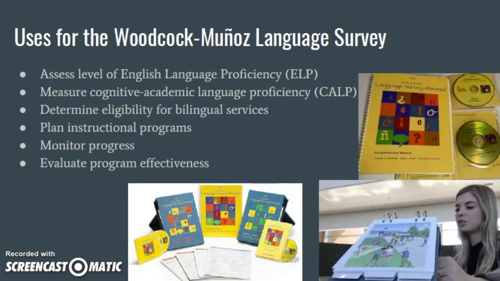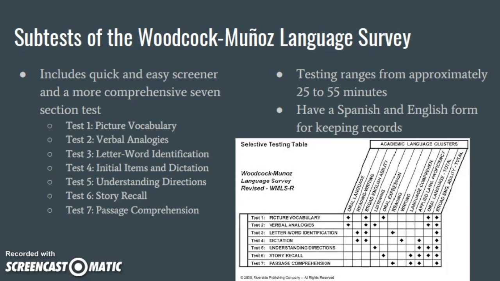The uses for the Woodcock-Munoz language survey vary. It assesses level of English language proficiency. It helps measure cognitive academic language proficiency. It also helps determine the eligibility for bilingual services at the school. It helps plan instructional programs, and it monitors their progress. It also helps evaluate program effectiveness. There are sub-tests of the Woodcock-Munoz language survey. The assessment includes a quick and easy screener.